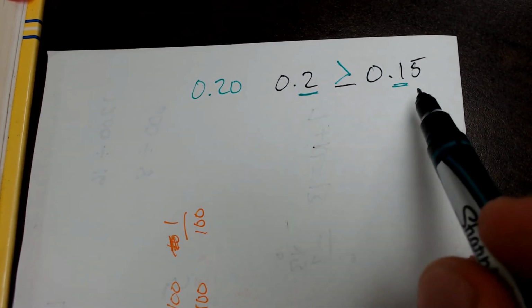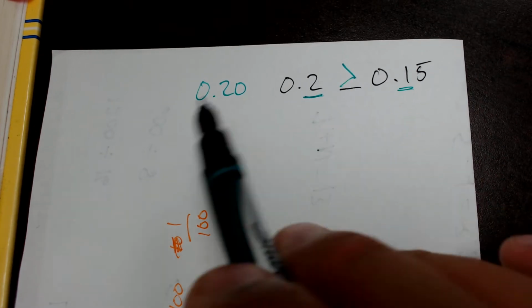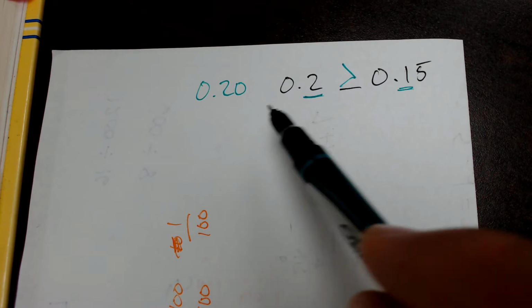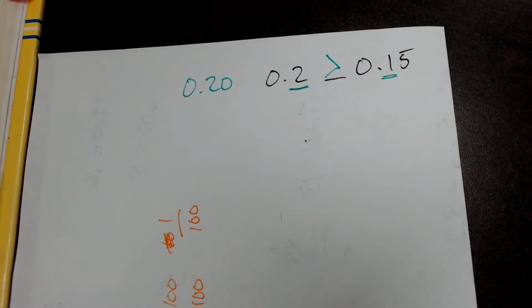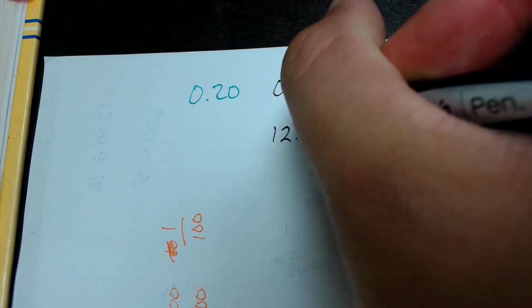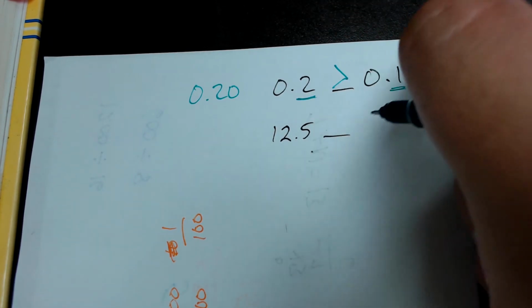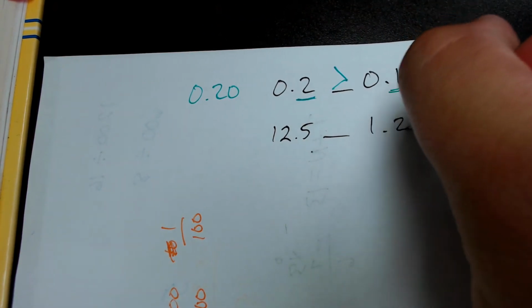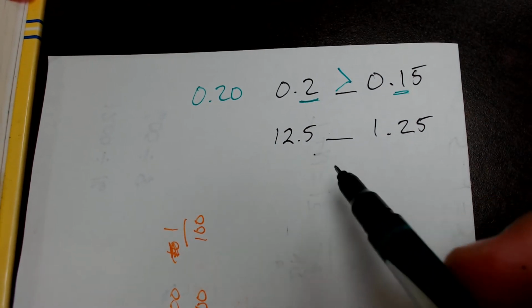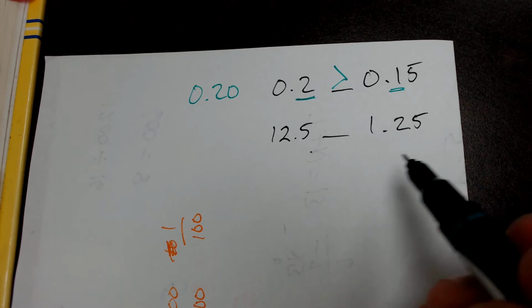We can compare either the place value farthest to the left, or we can inflate the place value of the smaller decimal number and figure out which one is actually greater in value. Okay, so let's go ahead and do this on a couple more examples. Let's take 12 and 5 tenths, and we'll compare that to 1 and 25 hundredths. All right, so in this case, I've got 12 and 5 tenths and then 1 and 25 hundredths. So if I inflate this to the hundredths place, I then have 12 and 50 hundredths.